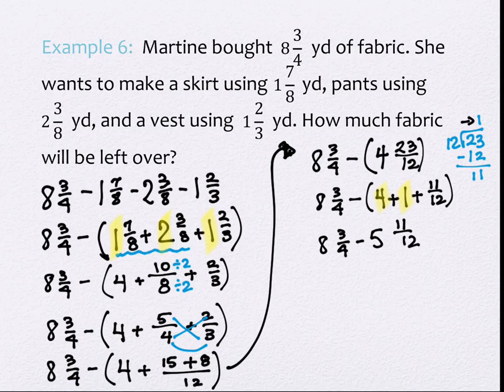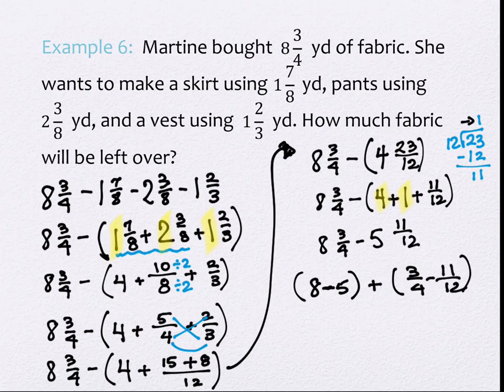All right, so here's the deal. At this point, I need to subtract whole number pieces and fractional pieces. Like, that's fine. So we've got 8 minus 5 going on. And then we have 3/4 minus 11/12 going on. Everybody good so far? Okay, 8 minus 5 is 3. This will go faster if you guys say the answers real quick, okay?